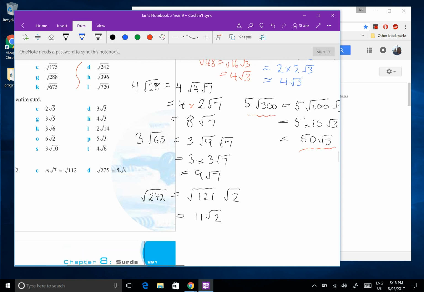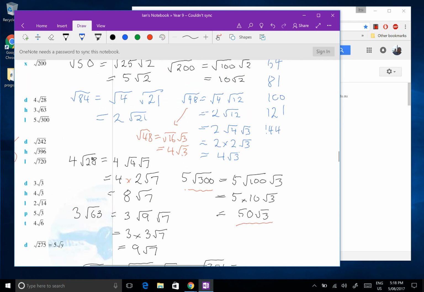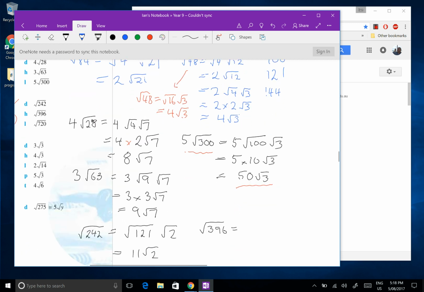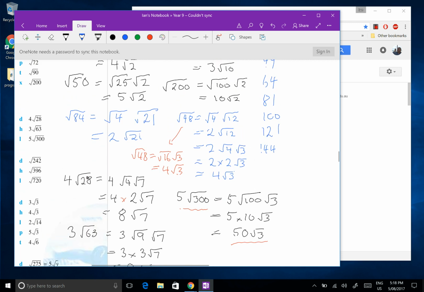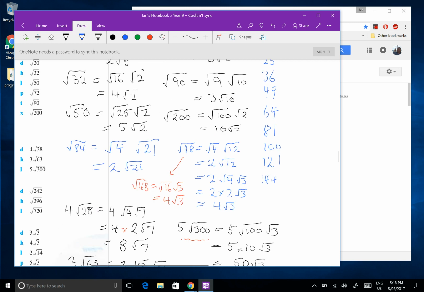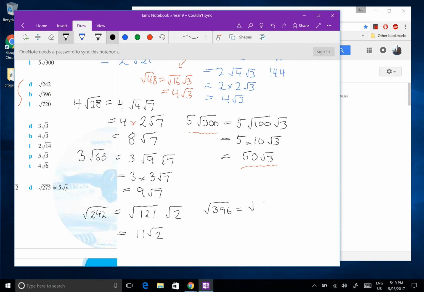What's the next one? Root 396. What do you reckon? Let's have a go. We'll try 81. So 396 divided by 81. That's no good. 64. 396 divided by 64. That's no good. It's going to be 6. Let's try 36. 396 divided by 36, 11. So 396 is 36 times 11.